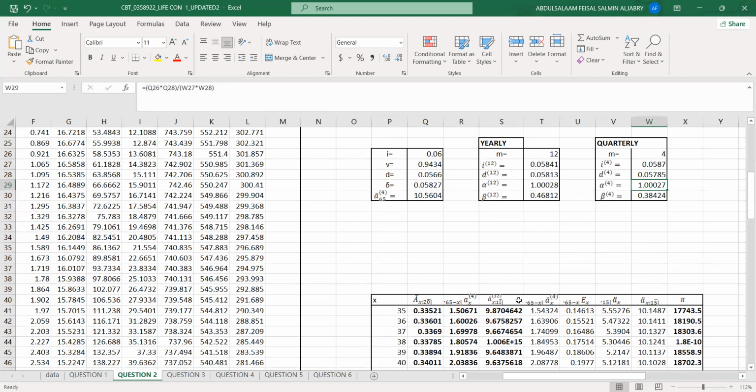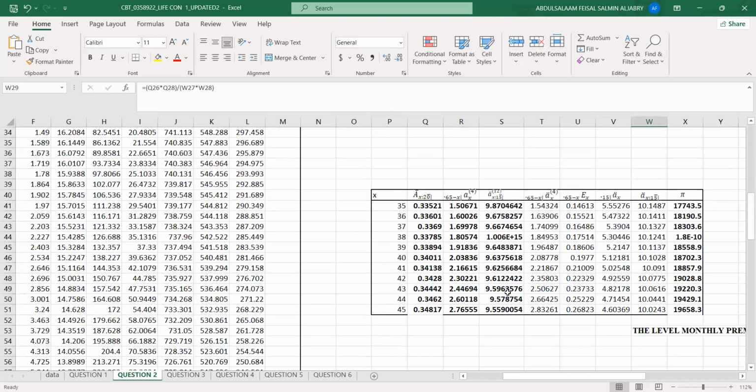Okay, now jumping in to get the level monthly premium. As you can see here, X is from 35 to 45. Our three main components are continuous endowment insurance, 65 minus X deferred annuity, and this one is temporary life insurance. Okay, so to get this value, we have to use this formula here.